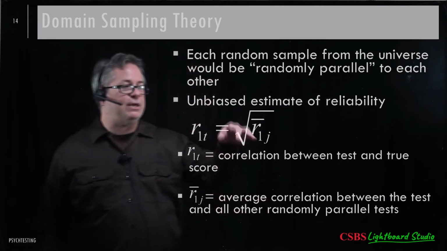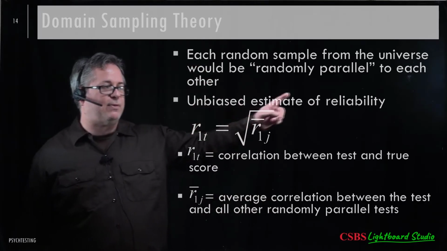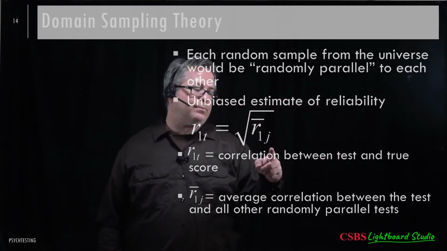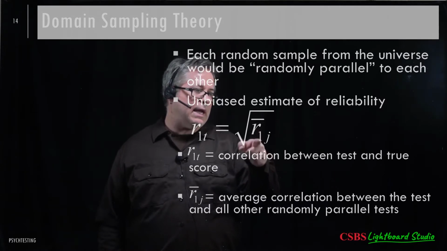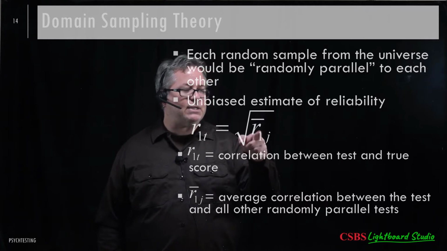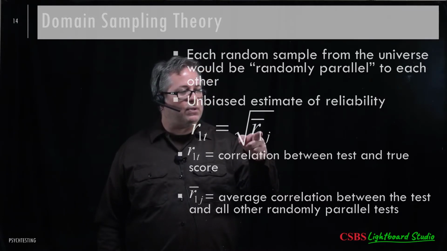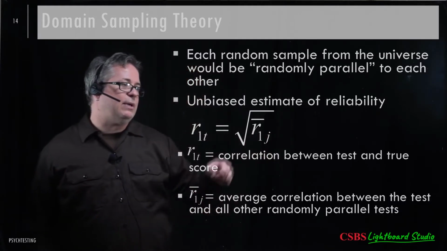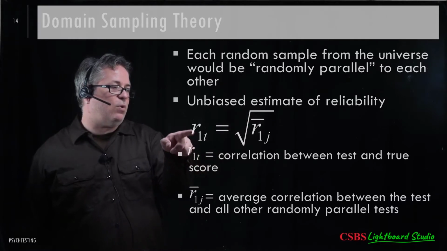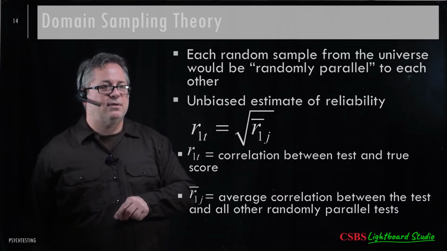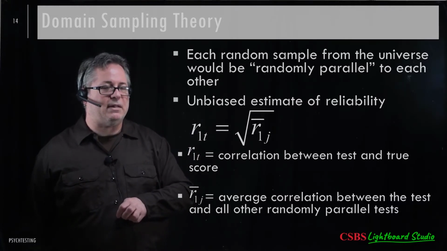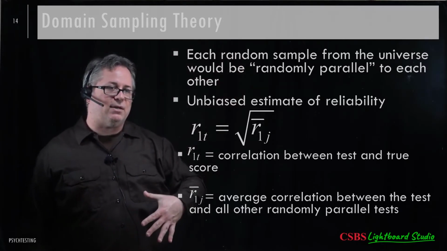So from that, we can actually get an unbiased, this is important, unbiased estimate of reliability. If we took the correlation between that test and every other test that comes out, we can get an average of that, and that'll tell us how well that test reflects the true score. Right? So let that wash over you for a second. Think about that.